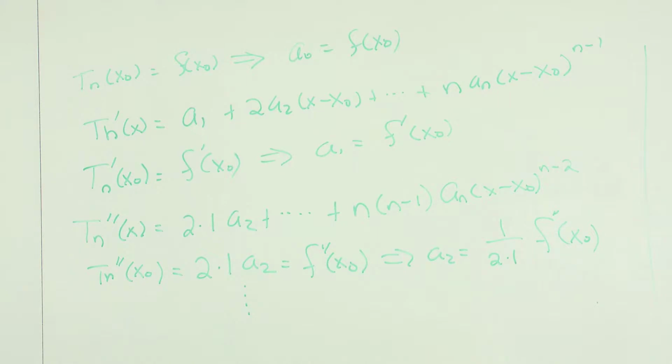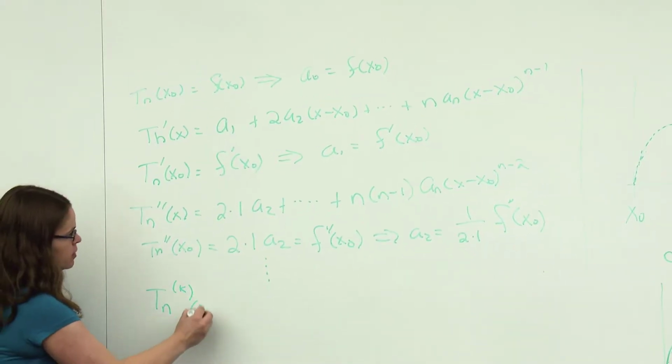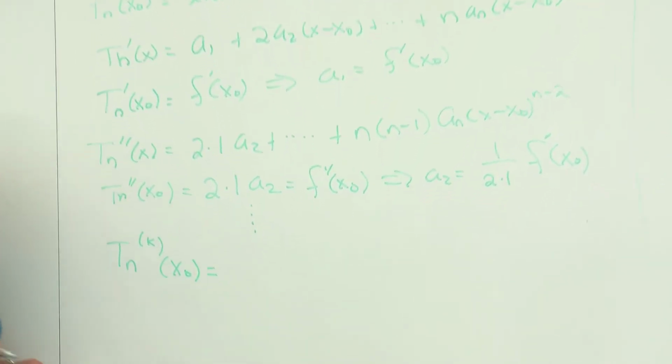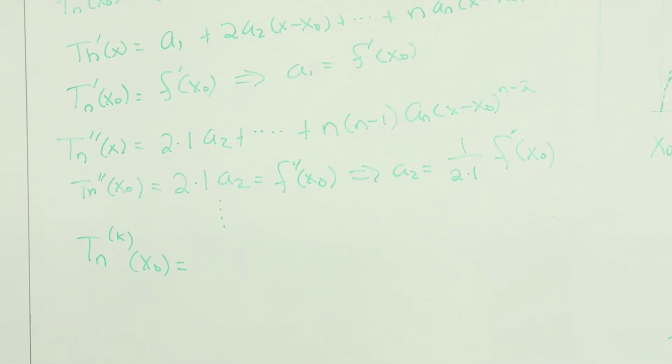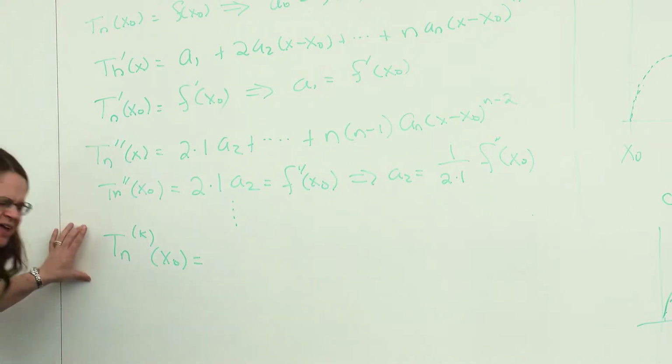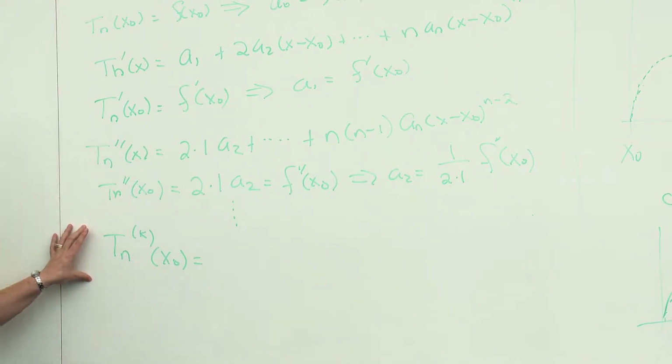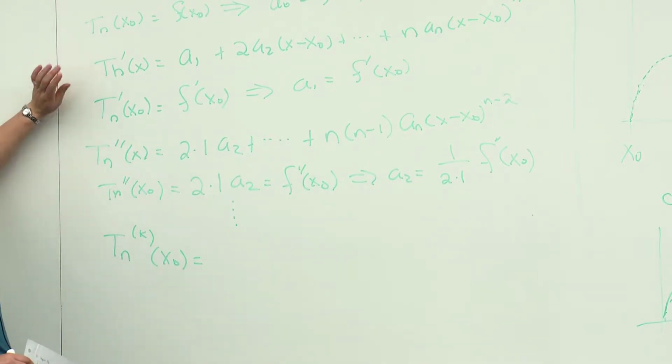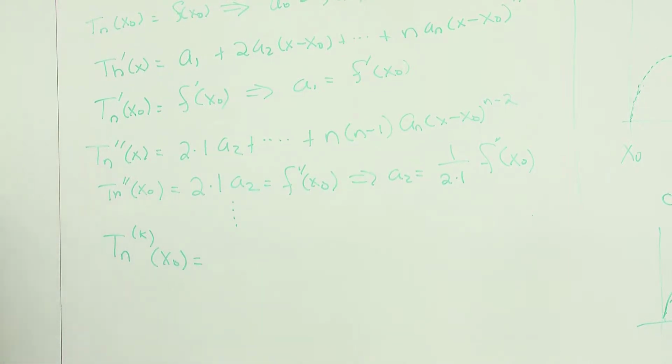And we keep going. So what's the pattern? If I take the kth derivative, what will that look like? So you're telling me what you expect because you've seen Taylor series before. But let's actually look at this function. What is the kth derivative of this function? Yeah, it's ak times k factorial, right?